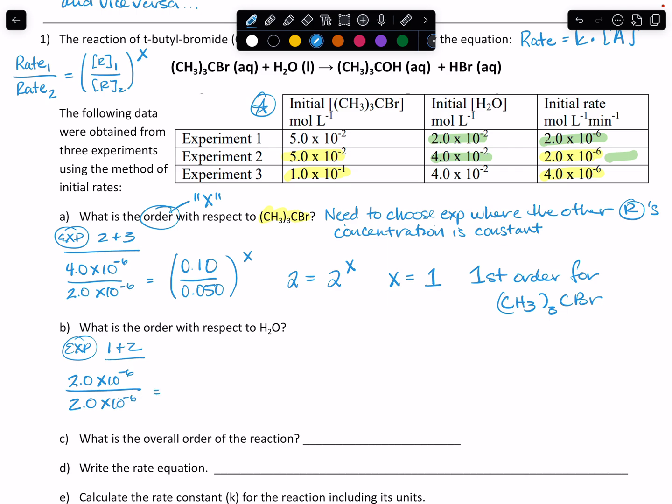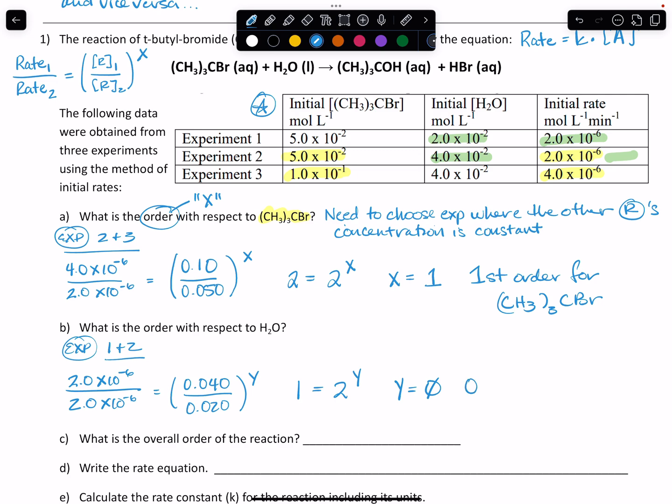And then for our concentrations, 0.040 for the concentration for experiment 2, 0.020 for the concentration for experiment 1, raised to some power. So we end up with 1 equal to 2 raised to a power. The only power that I can raise 2 to and get 1 back is going to be 0.